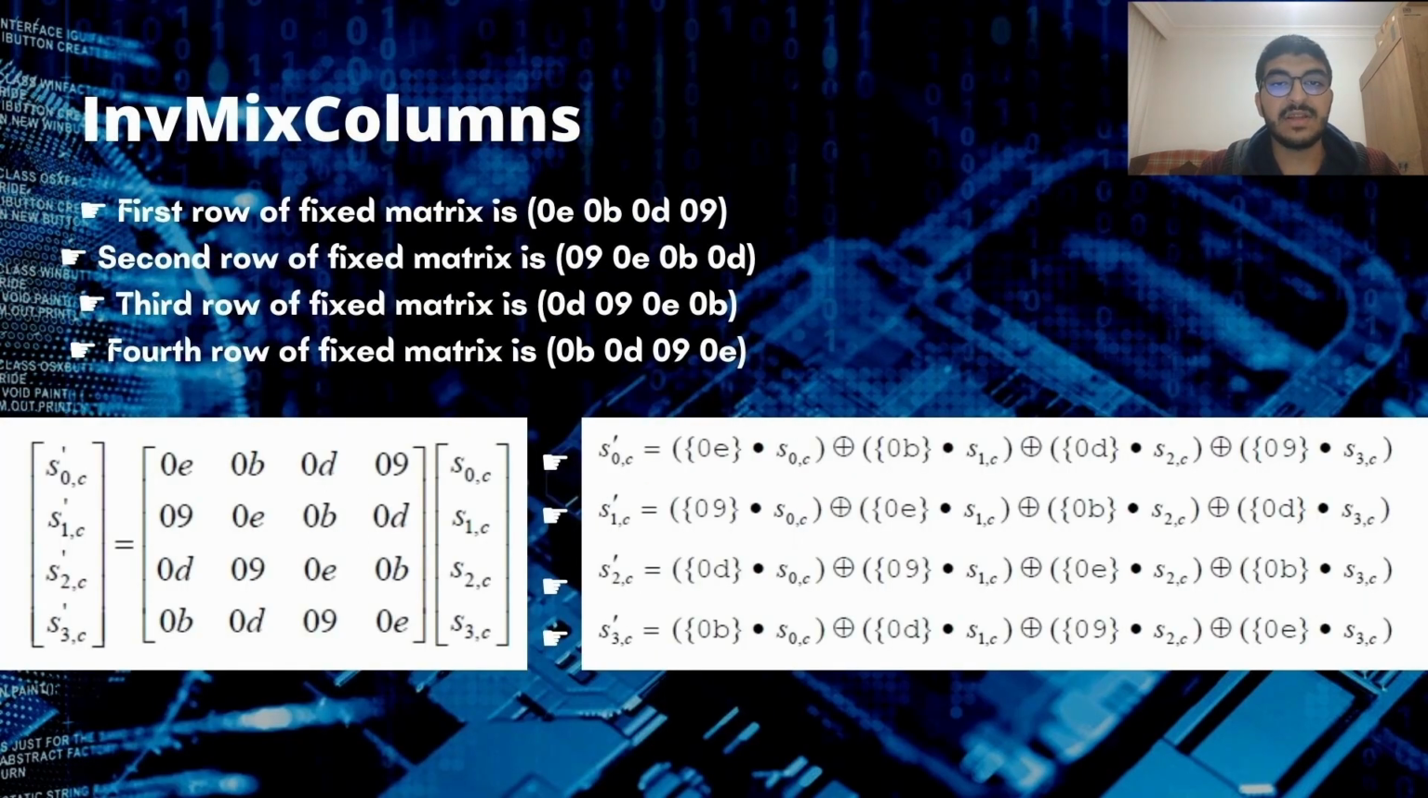In the inverse mix column operation, we are doing the same Galois multiplication operation with a different matrix. Now our matrix contains 0E, 0B, 0D, and 09 as its first row, 09, 0E, 0B, and 0D as its second row, 0D, 09, 0E, and 0B as its third row, and 0B, 0D, 09, and 0E as its fourth row. After all operations are applied, we get the plaintext, which means the original message back.